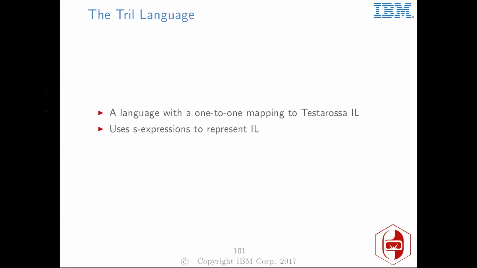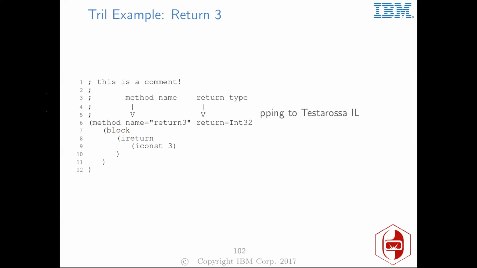So for those that haven't heard yet, Tril is a language with a one-to-one mapping to Testarossa IL. It uses S-expressions to represent IL, so it's both fairly human readable and machine readable. This gives us the advantage of having very tight control over the IL that gets generated, which is very useful when writing test cases, of course. So, a very simple example of what a method that returns 3 looks like.